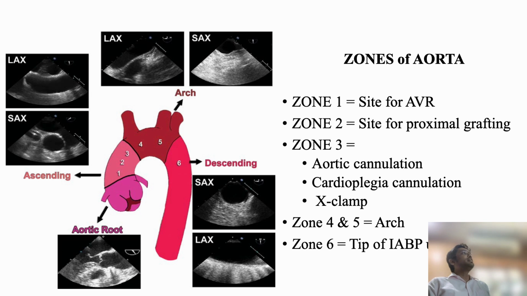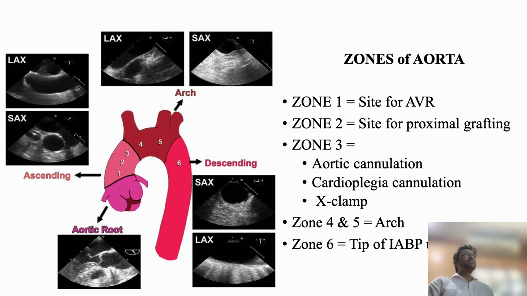So zone 1 is the site for aortic suture during aortic valve replacement. Zone 2 is the site for proximal grafting during CABG. Zone 3 is the site for aortic cannulation, cardioplegia cannulation and the cross clamp. And aortic cannulation might sometimes go higher up into zone 4 also.